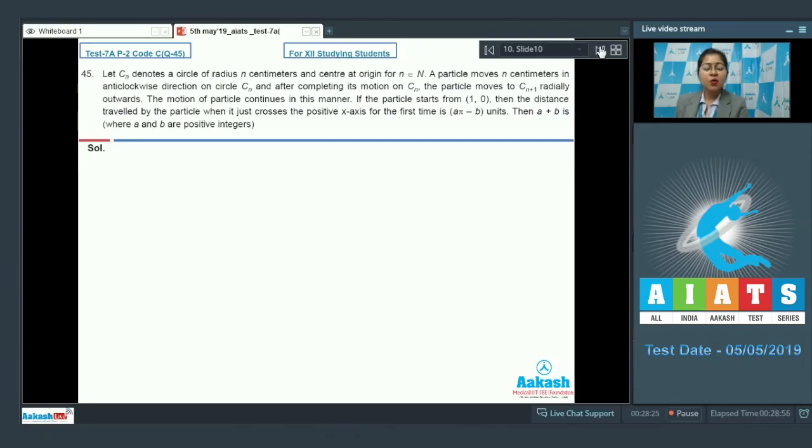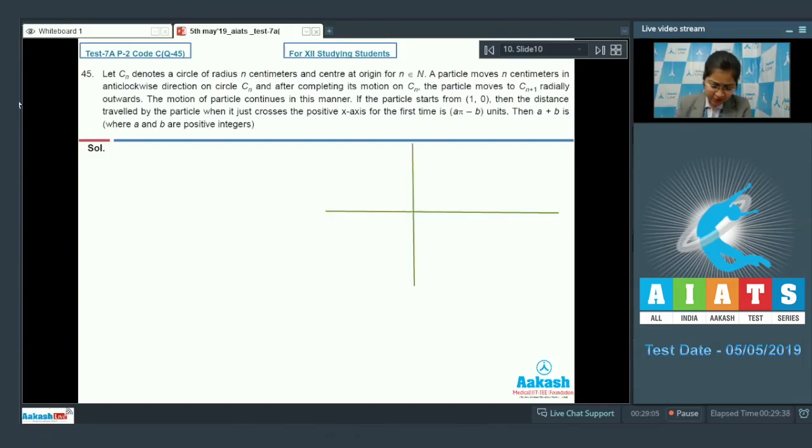Next, question number 45, which says that let Cn denote a circle of radius n centimeters and center at origin, for n belonging to N. A particle moves n centimeters in anti-clockwise direction on circle Cn. After completing its motion on Cn, the particle moves to Cn plus 1 radially outwards. The motion of the particle continues in this manner. If the particle starts from (1, 0), then the distance traveled by the particle when it just crosses the positive x-axis for the first time is A pi minus b units, then A plus b is.